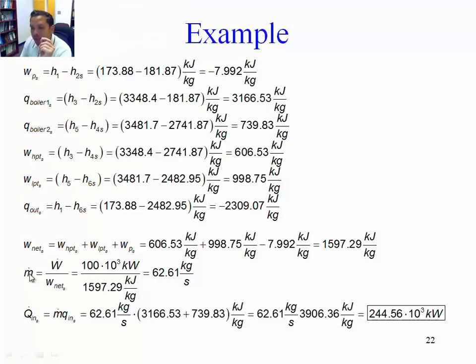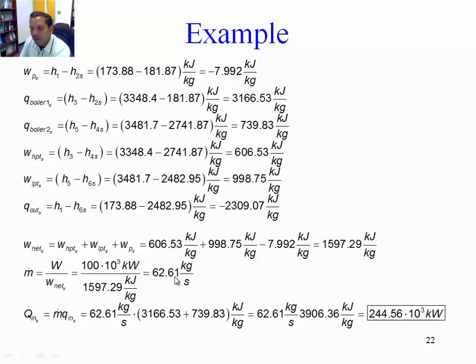Remember that power is equal to mass flow rate times specific work. So we can calculate the mass flow rate as power divided by specific work. So this means that we need 62.61 kilograms per second of water passing through the system in order to generate, under these conditions, 100 megawatts of power. The other question in the problem is the amount of heat that is added to the water. Well, the amount of heat in the boiler, heat in the form of energy rate, is equal to the mass flow rate times Q in.